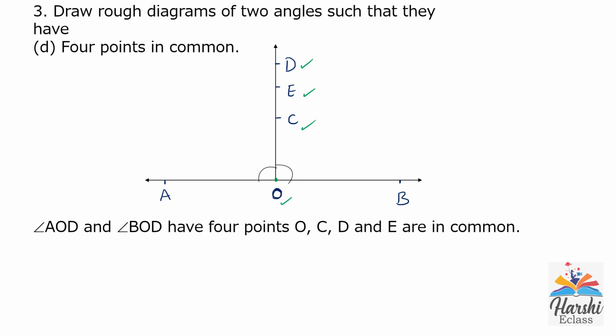In case the question is to draw rough diagrams of two angles such that they have 5 points in common, you can label one more point on it, G. Now there are 5 points in common. What are they? D, E, C, G and O. Those are the common points which are going to be shared by these two angles.